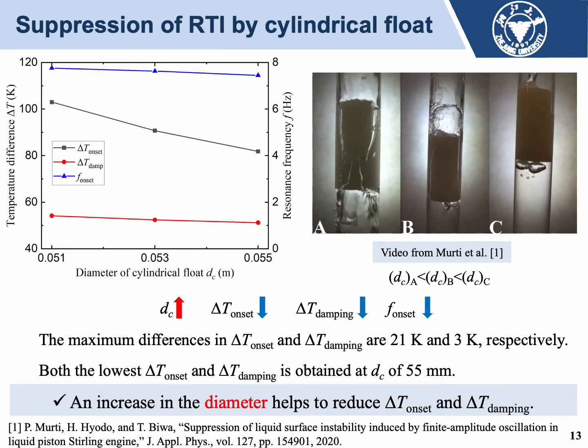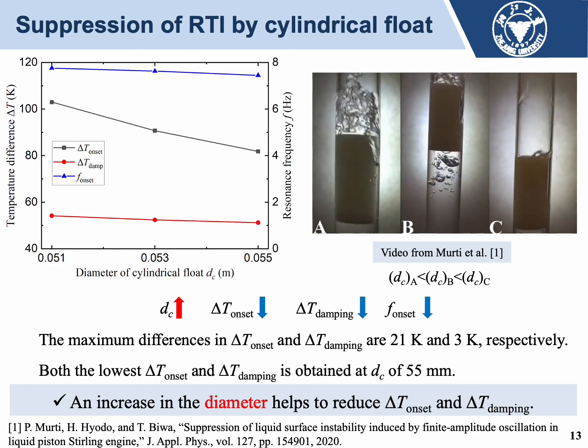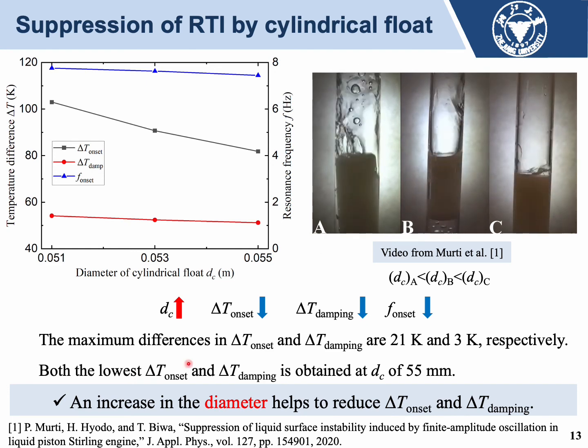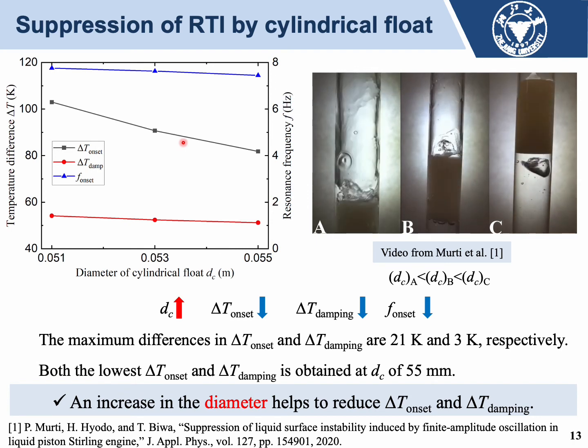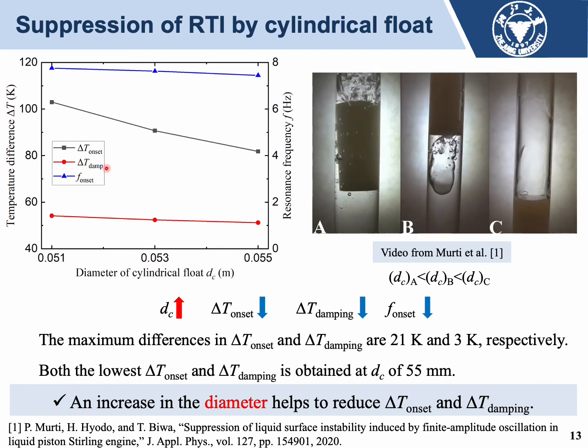This slide shows the experimental results using cylindrical floats with different diameters. The left figure presents the variation of onset temperature difference, damping temperature difference, and onset resonance frequency with the diameter of the cylindrical float, where the length of the cylindrical float is fixed at 50 mm. According to the video, cylindrical floats with larger diameter are preferable to suppress the Rayleigh-Taylor instability. Therefore, with the increase of the diameter, onset and damping temperature difference decrease.